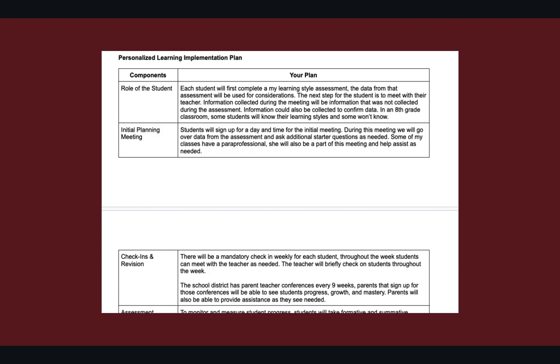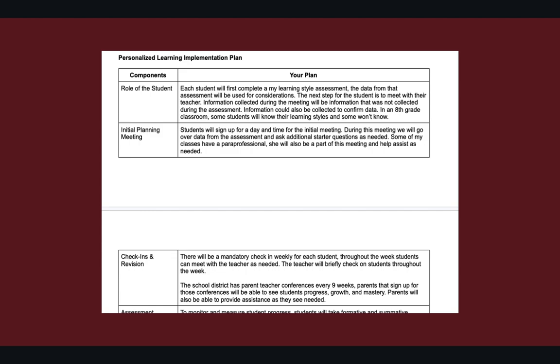So the role of the student: each student will first complete a My Learning Style assessment. The data for that assessment will be used for consideration. The next step for students is to meet with their teacher. Information collected during the meeting will be information that was not collected during the assessment. Information could also be collected to confirm data.